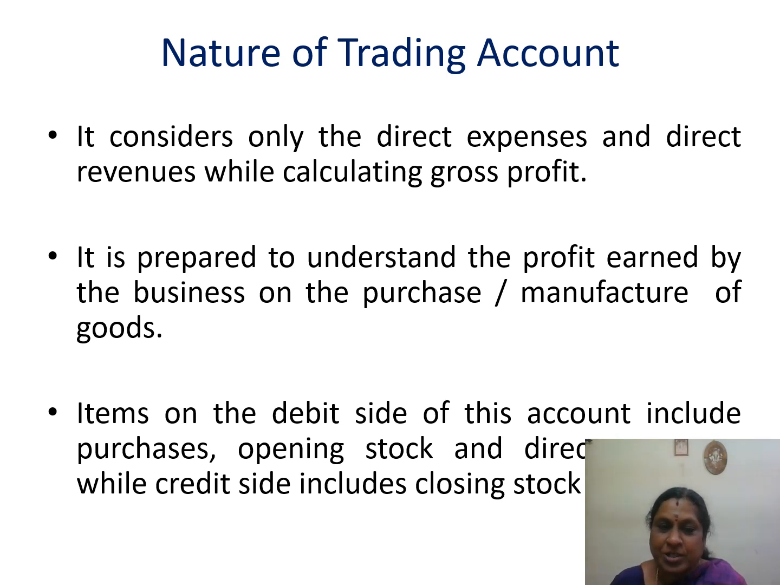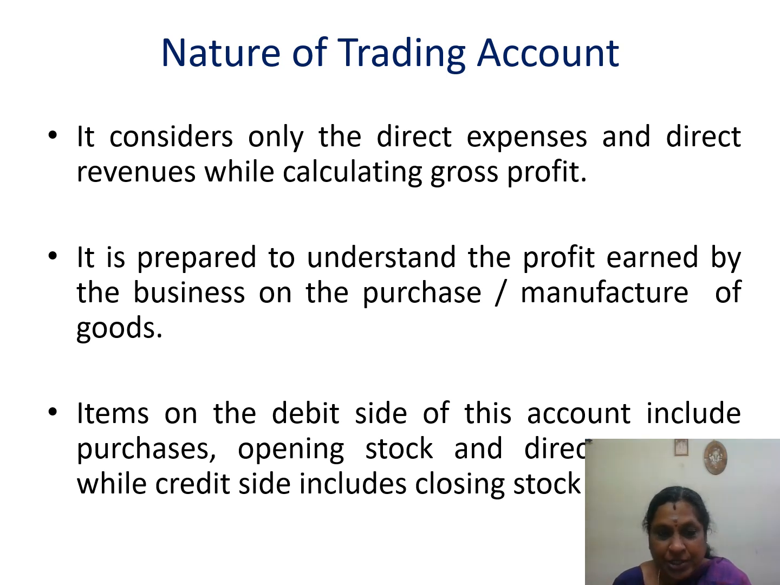In case you are not satisfied with the materials purchased, the item may be sent back to the supplier for want of replacement. So purchase returns are to be included in the trading account, and they are subtracted from the purchases. So, purchases less purchase returns. And any other direct expenditure that is incurred for manufacturing the product will appear on the debit side of the trading account. And on the credit side, we have sales.